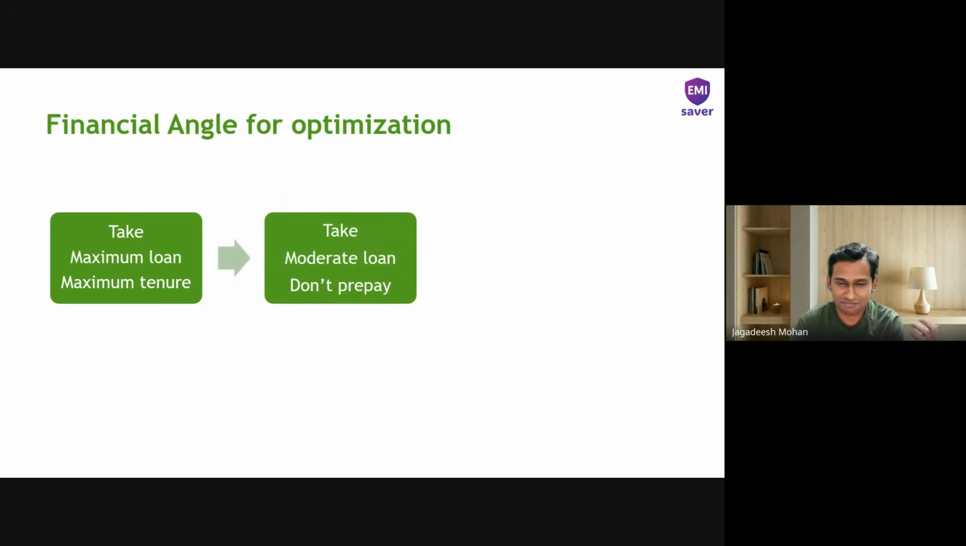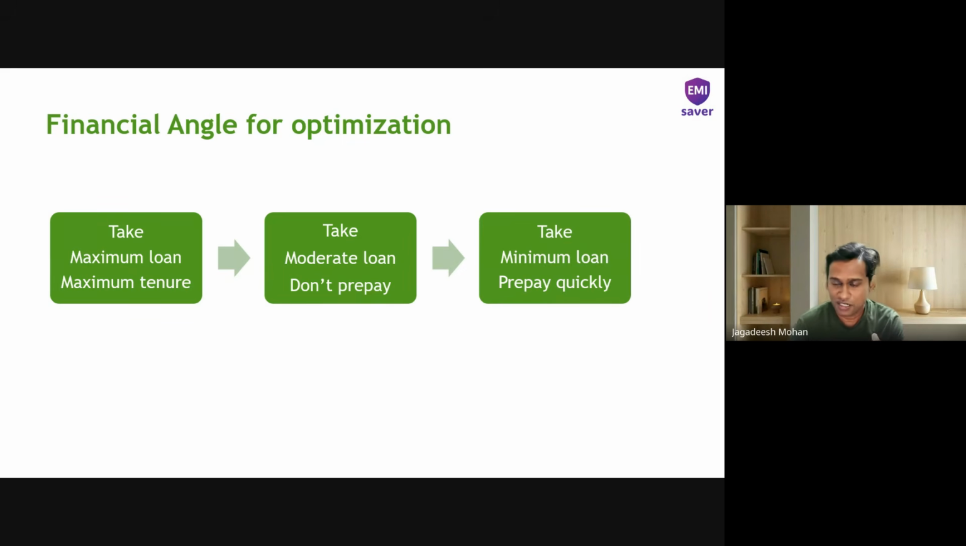Or you could say, I'll take loan as much as required. I will also not prepay it. I'm okay with the interest that is there, but I just don't want to stress myself out. Or you might also say that I want to take minimum possible loan and I will prepay quickly. Now, depending on your risk appetite, you could be in any of these buckets. And this is only the financial angle or the financial perspective of looking at a home.